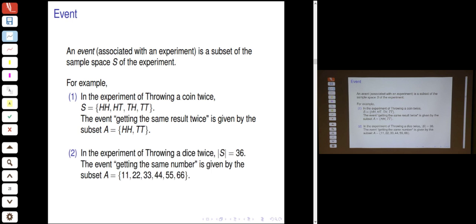Okay. Now you can do this for another experiment, right? So in the experiment of throwing a dice twice, for example, the sample space becomes 36, right? Because for the result of the first throw, there are 6 possibilities. And then the result of the second throw is another 6. So the total combination is 36, 6 times 6, right? So the sample space is of this size. Now the event of getting the same number means you get 1-1, or 2-2, or 3-3. So it's given by this subset, right? 1-1, 2-2, 3-3, and so on and so forth. Right? So this is called the event. Actually, any subset is called an event.